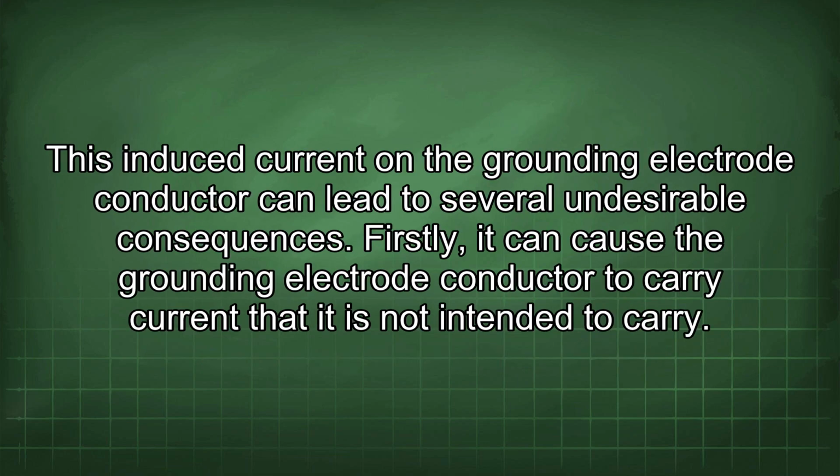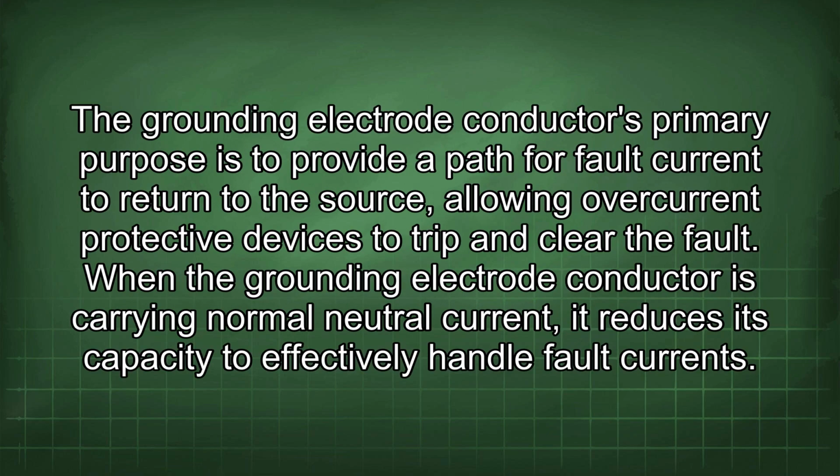This induced current on the grounding electrode conductor can lead to several undesirable consequences. Firstly, it can cause the grounding electrode conductor to carry current that it is not intended to carry. The grounding electrode conductor's primary purpose is to provide a path for fault current to return to the source, allowing overcurrent protective devices to trip and clear the fault. When the grounding electrode conductor is carrying normal neutral current, it reduces its capacity to effectively handle fault currents.